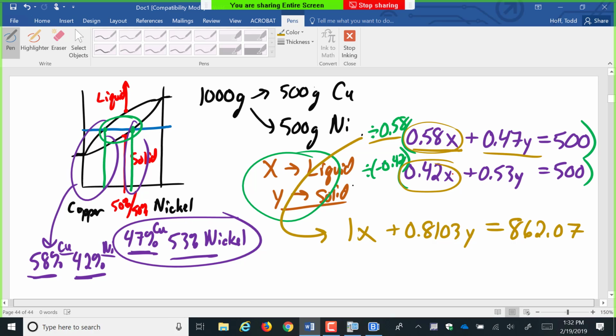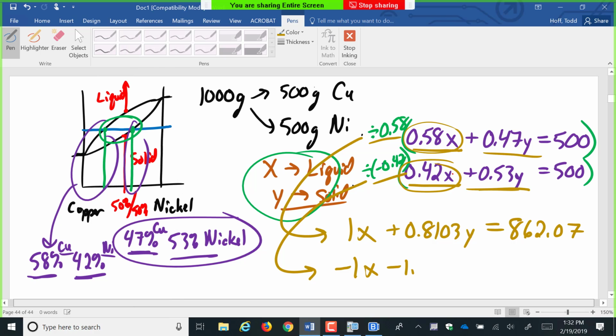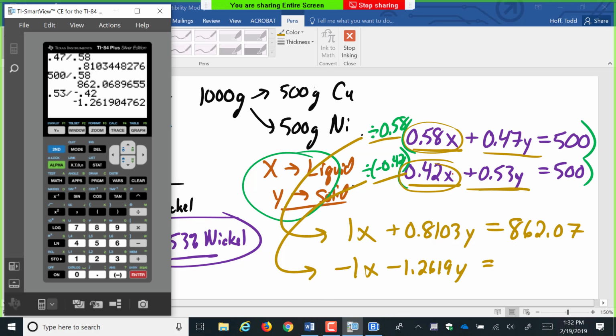In the bottom equation, 0.42X divided by a negative 0.42 gives me negative 1X. 0.53Y divided by a negative 0.42 is negative 1.2619. Y equals 500 divided by negative 0.42, which is negative 1190.48.